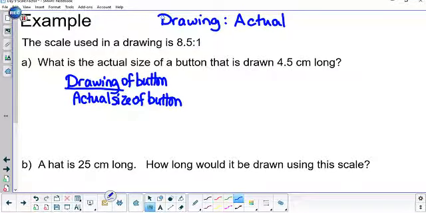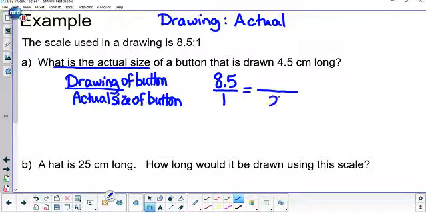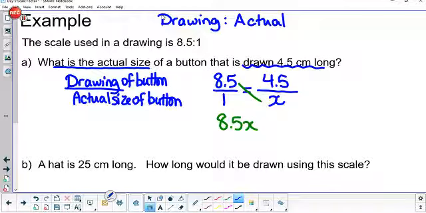What we know is that the scale used was 8.5 to 1. The question asks us what is the actual size? So we are looking for the actual size, which is in the denominator. The button was drawn as 4.5 centimeters long. So now we can solve this proportion. 8.5x equals 1 times 4.5, which is 4.5.